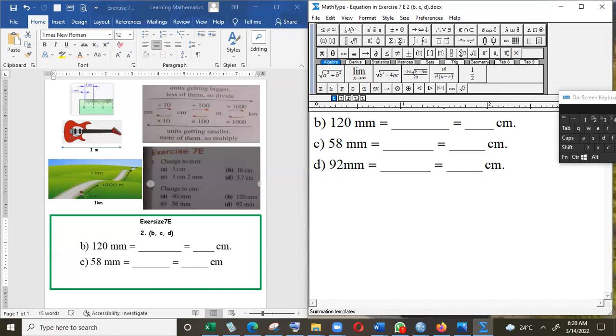You can compare your answers. You can discuss with your friend. Okay. Look at the video for number 2, part A, to know what you have to do to change from millimeters to centimeters. Very good.